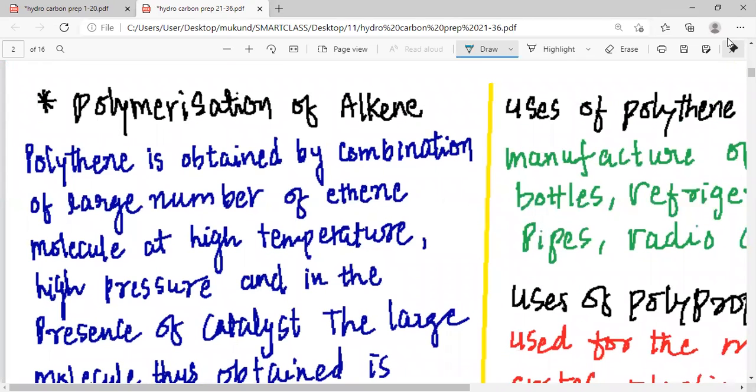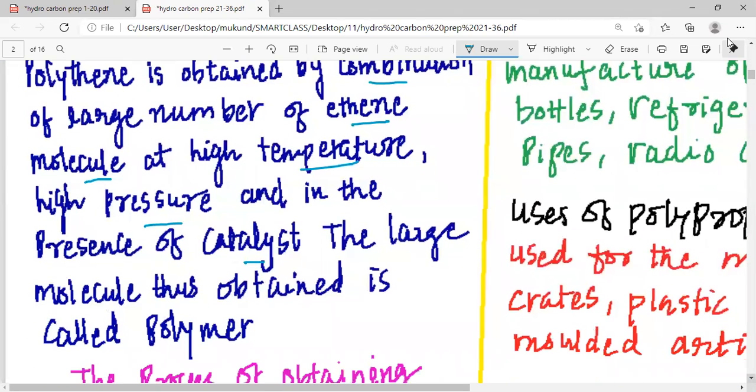Now, my dear students, we want to study the polymerization of alkenes. Polythene is obtained by the combination of a large number of ethene molecules at high temperature and high pressure, and in the presence of a catalyst. The large molecule thus obtained is called a polymer.